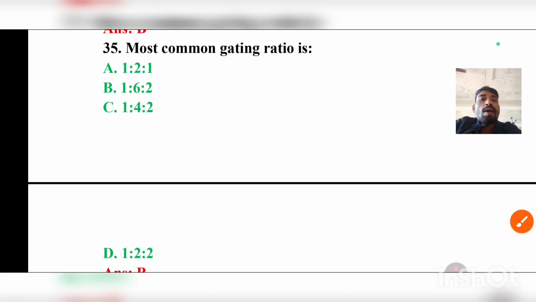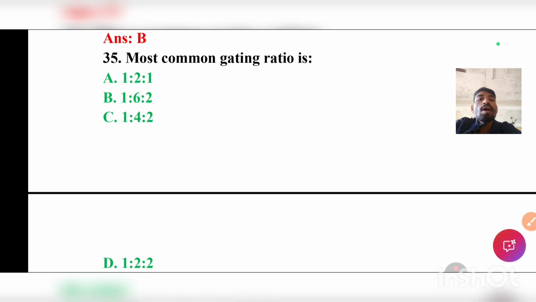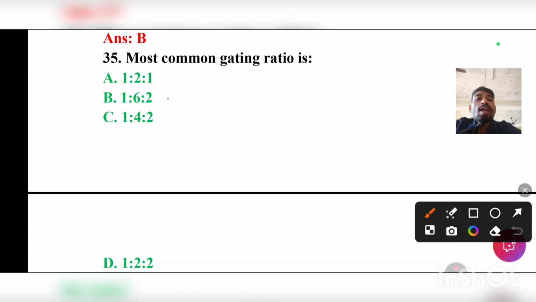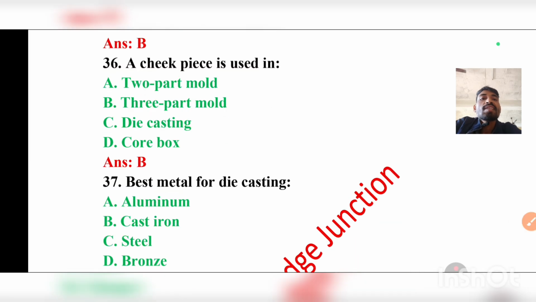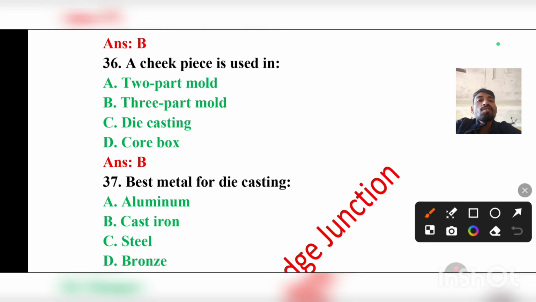Question number 35 is your most common gating ratio: 1:2:1 or 1:6:2 or 1:4:2 or 1:2:2. The correct option is your B, that is your 1:6:2. Question number 36, a chaplet is used in 2-part mold, 3-part mold, die casting or core box. The correct option is your B, that is your 3-part mold में chaplet यूज होता है.